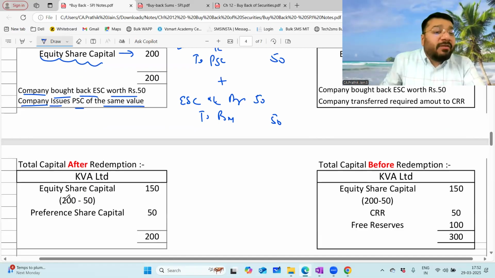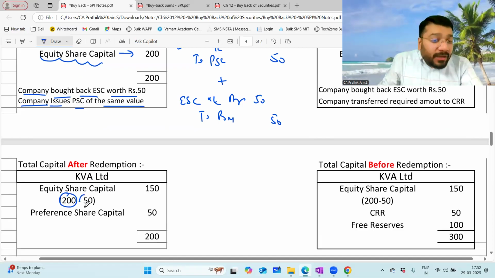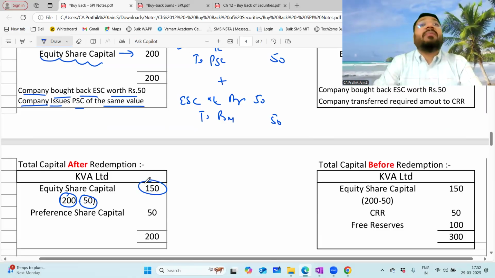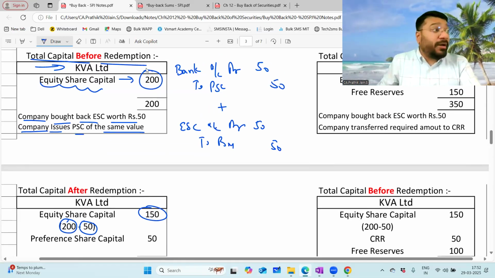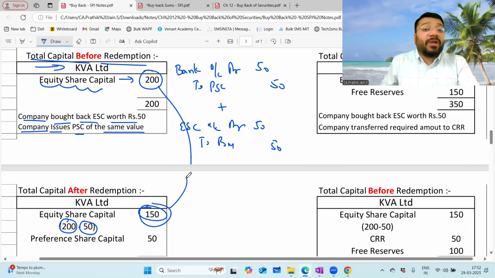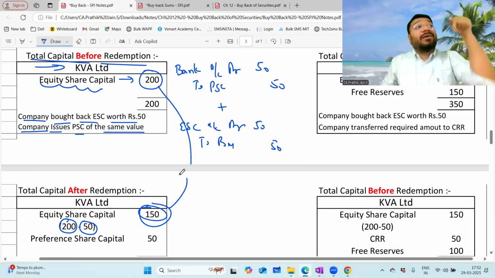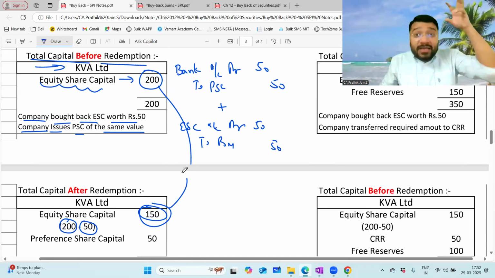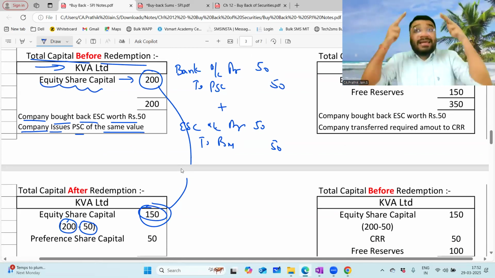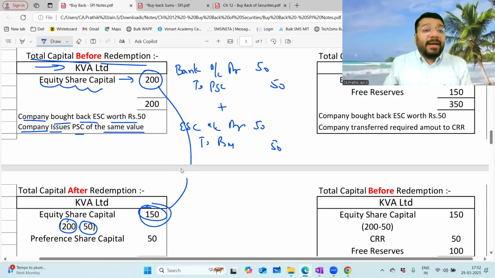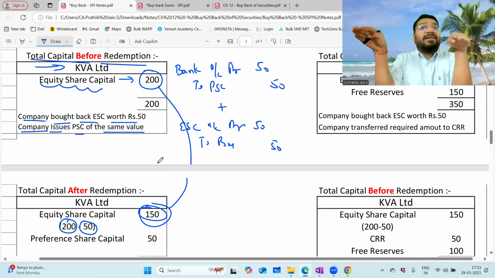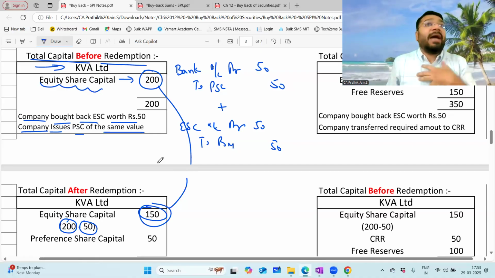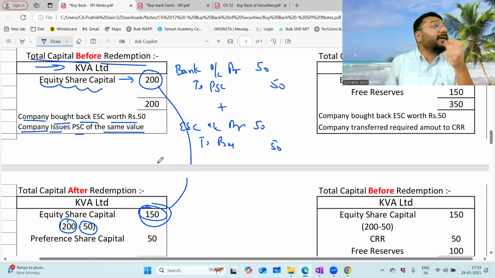In the revised balance sheet, where my equity capital was earlier 200, after buying back 50 rupees, my equity share capital left is how much? 150. Imagine had you not issued the preference share, the capital before buyback was 200 and now capital after buyback would have been only 150. So if the capital reduces, the security of the external liability holders reduces. The fear of the external liability holders will increase, and their trust on the company will get affected. So what happened? One capital we removed and we inserted another capital, thereby the trust of the external liability holders is maintained.